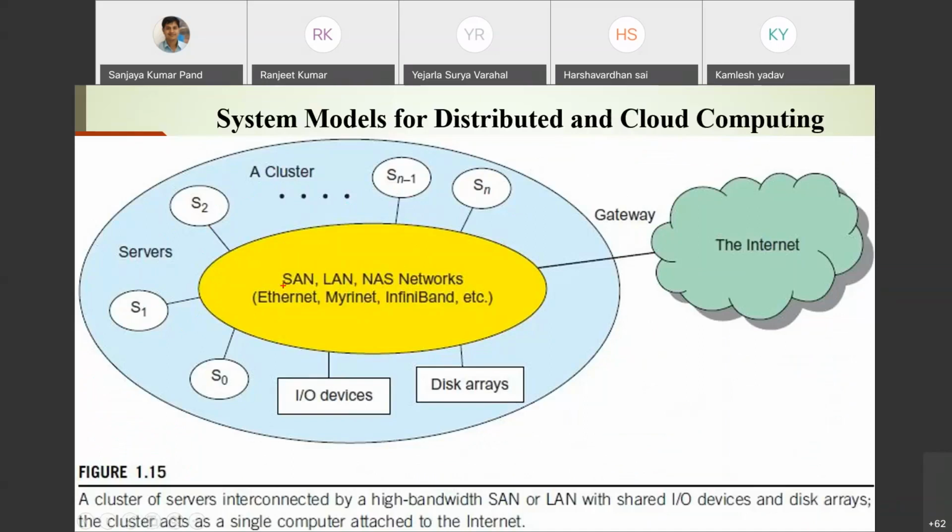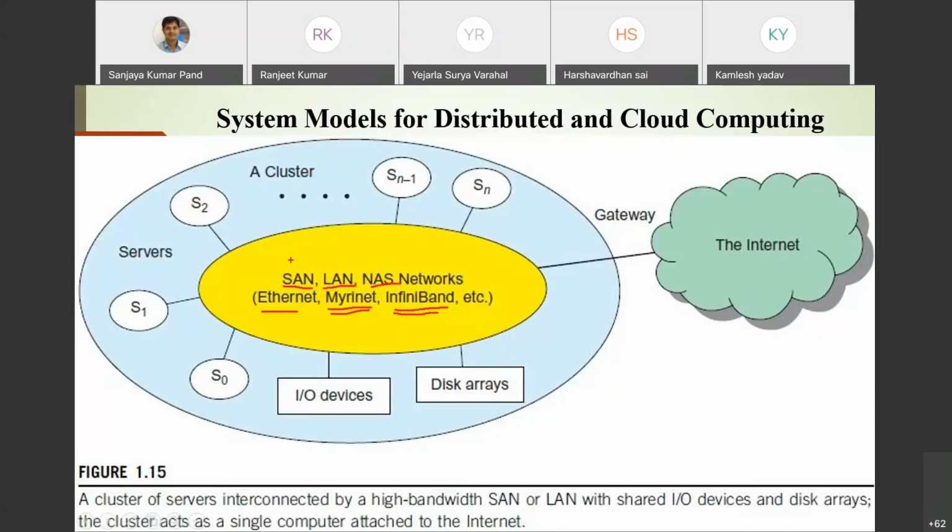You may use SAN or LAN or NAS, right? Any type of things, whatever we discussed in the last class, that you can use. And Ethernet, like Fast Ethernet, 1 Gbps, 10 Gbps connections, many connections are there with which you can connect one server with another server. Myrinet is a very famous one for connecting different servers. Okay, it is an interconnection network. Similarly, InfiniBand, anything you can use here in order to connect these clusters of servers.